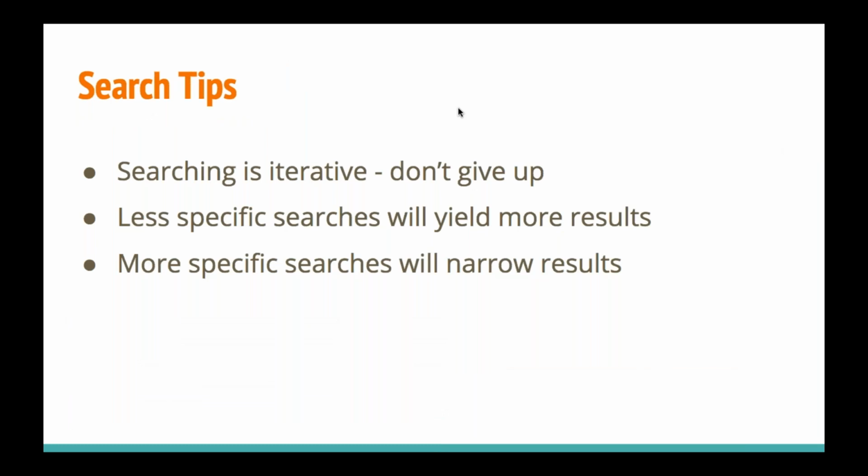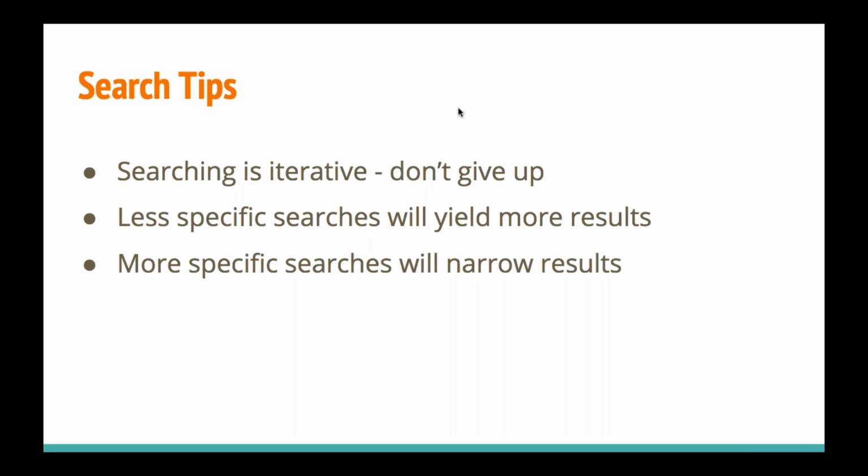And here are some general tips about searching. This is true whether you're searching your computer for a file or Googling something online or searching the library's catalog. These are just general principles. The first is that searching is iterative, so don't give up if you don't find what you're looking for immediately. You're going to be searching, not finding it, revising your search, trying again, maybe getting a little closer, fine-tuning your search a little more, doing it again and again in multiple iterations.